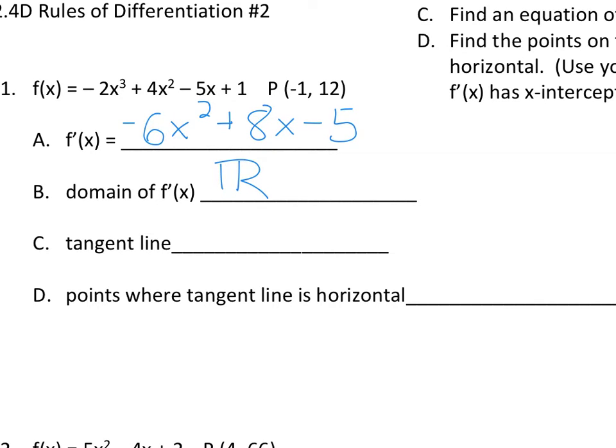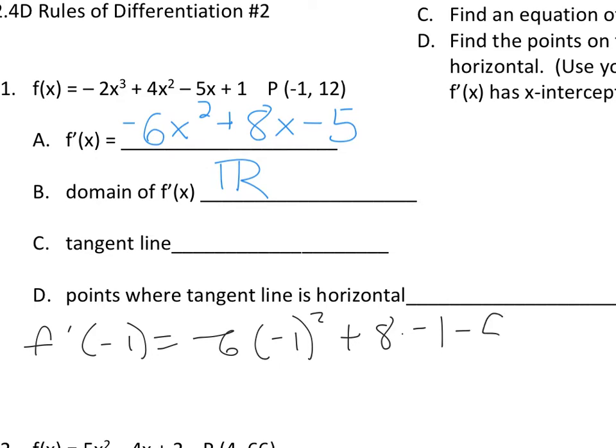The tangent line, well, we're looking for the tangent line at negative 1, so we need to take the negative 1 and plug it into our derivative. So here we go. We're going to say f prime of negative 1 is negative 6 times negative 1 squared plus 8 times negative 1 minus 5 is negative 19.